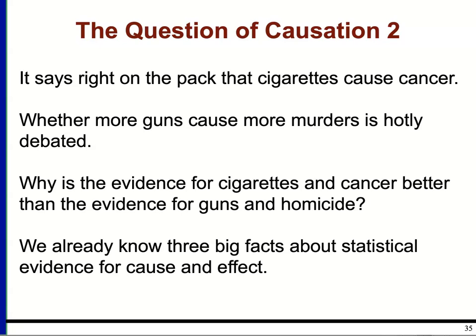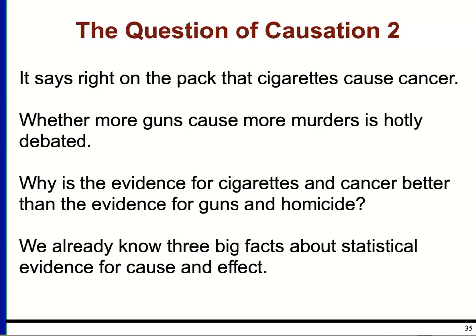In fact, every time that we have a political debate, we often have this gun debate. Do guns kill people or do people kill people? You've probably seen something like that on a bumper sticker. So that's a much harder relationship to show causation. So why is it that the evidence for cigarettes and cancer is better than the evidence for guns and homicides?